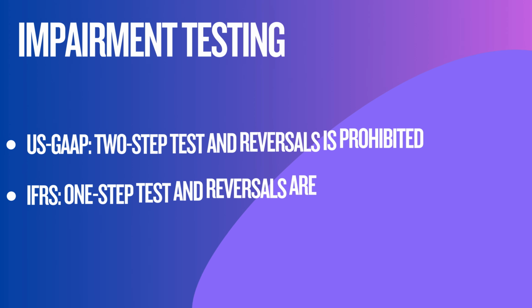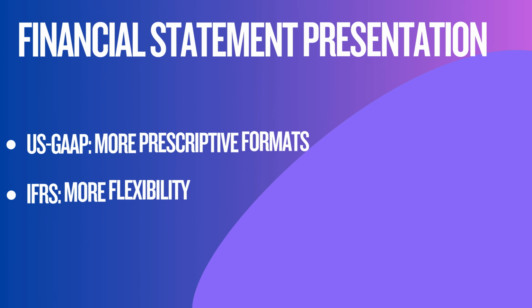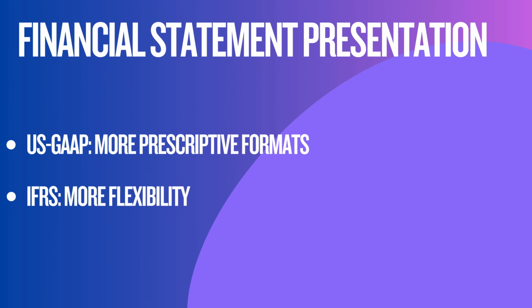Impairment testing. US GAAP is based on a 2-step test, and reversals are prohibited, whereas IFRS is limited to a 1-step test, and impairment reversals are allowed. This influences earnings volatility and asset values. Financial statement presentation. US GAAP demands more prescriptive formats, and IFRS allows more flexibility in structure and line items. This leads to different formats in the presentation of the financial statements.